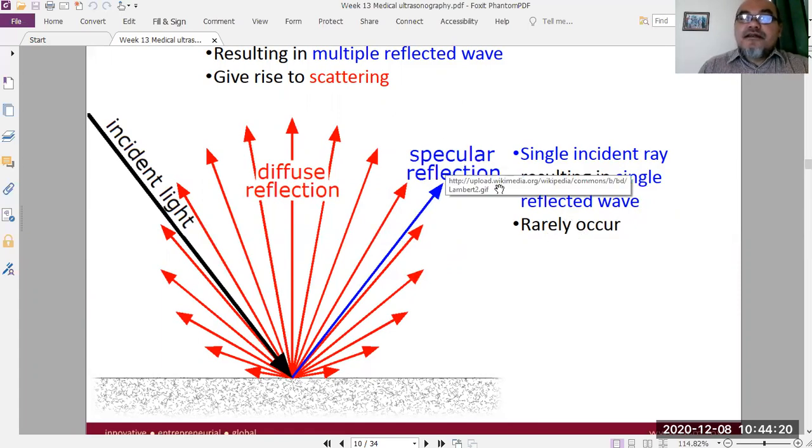This rarely occurs, the specular reflection, because it usually only occurs when the interaction surface between the different media is very smooth. In reality, most of the surfaces of interaction are rough, with a certain topology or topography, which will then cause a more diffuse reflection.